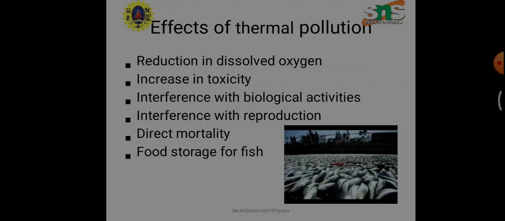And direct mortality. The unutilized heat in water is responsible for direct mortality of aquatic organisms. The increase in temperature exaggerates the microorganisms and shortens their lifespan. So above a particular temperature, death occurs to fish due to the failure of respiratory and nervous system processes. Then food storage for fish. Change in temperature causes seasonal variations in the type and abundance of lower organisms. The fish may lack the right food at the right time.